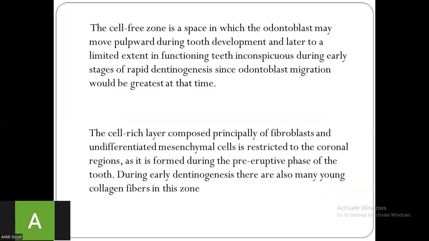The cell-free zone is a space in which the odontoblast may move pulpward during tooth development and later to a limited extent in a functioning tooth. It is inconspicuous during the early stage of rapid dentinogenesis, since odontoblast migration would be greatest at that time. The cell-rich layer, composed principally of fibroblasts and undifferentiated mesenchymal cells, is restricted to the coronal region and is formed during the pre-eruptive phase of the tooth. During early dentinogenesis, there may also be young collagen fibers in this zone.